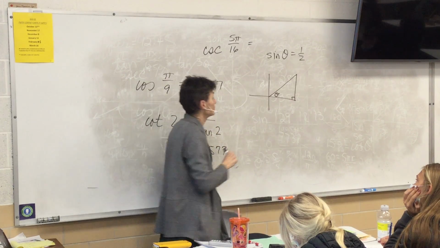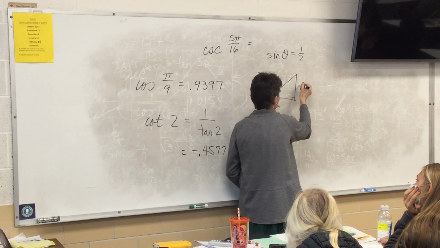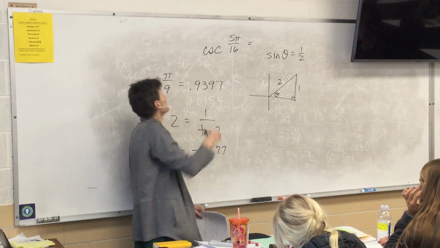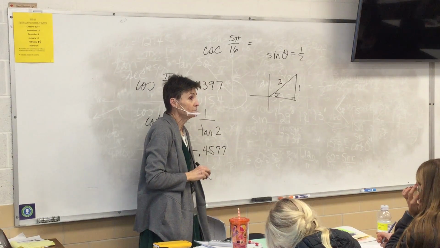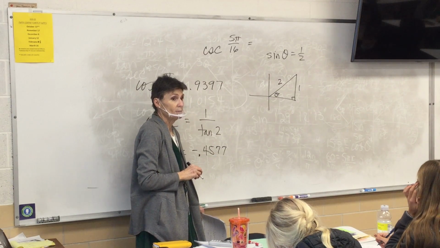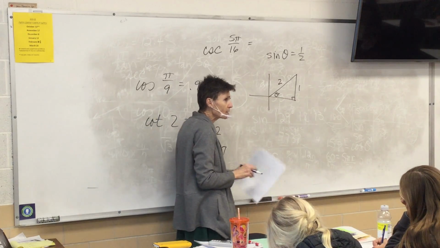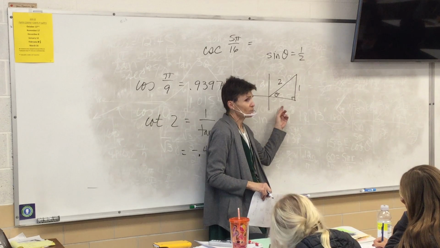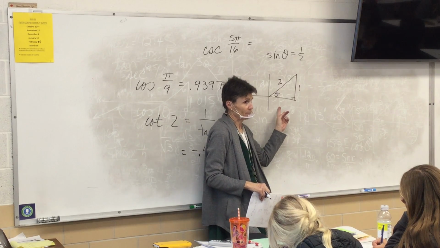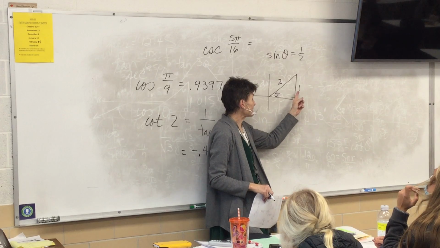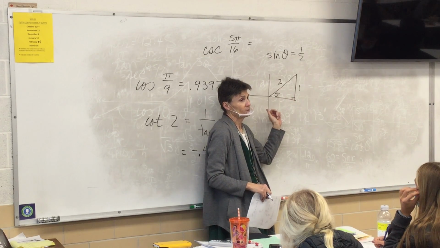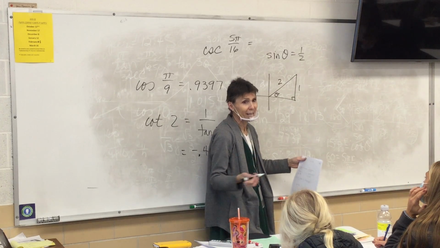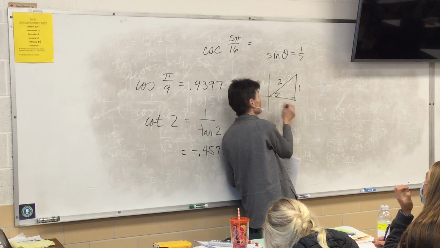You know the opposite and the hypotenuse. So the opposite is 1 and the hypotenuse is 2? Yes. Now, if I'm doing this without a calculator, this has to be a special triangle, okay? So if I see a 1 and a 2, I can do the Pythagorean theorem, but I should automatically know this side is 1, root 3.